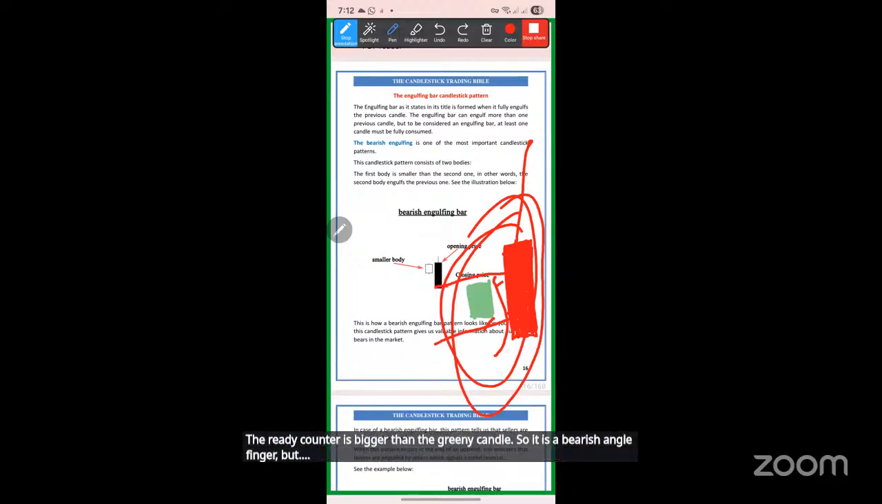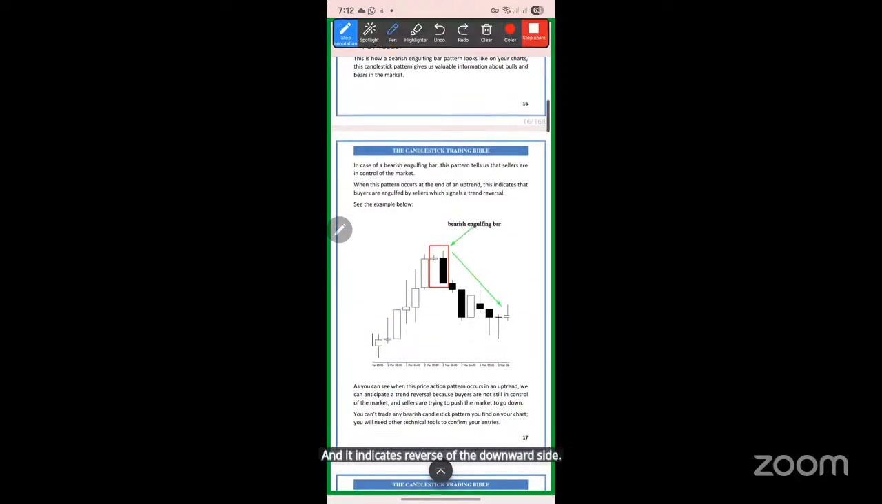To engulf is to enclose. So this red candle encloses the small candle. You can see that this one is always inside this one. The red candle is bigger than the green candle, so it is a bearish engulfing bar. A bearish engulfing bar is always found at the end of the upward trend, and it indicates reversal to the downward side, the way you are seeing it here.